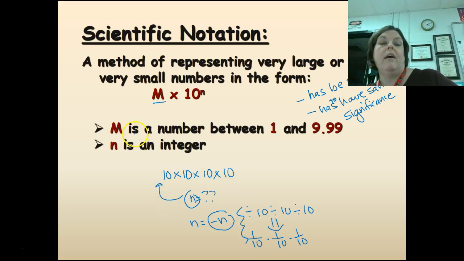Okay? M has to be a number that's between 1 and 9.99. In other words, I can only have one digit to the left of the decimal point for it to be in proper scientific notation. And n is the number of places I have to move, the number of tens I'm multiplying by. Basically, it's moving places.